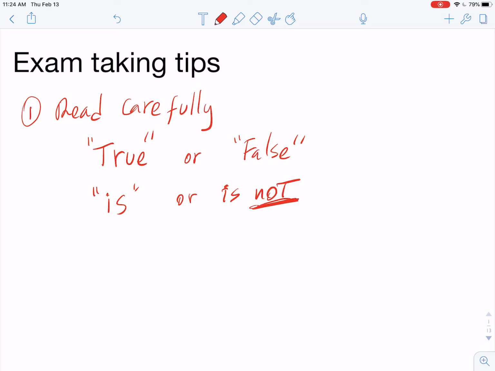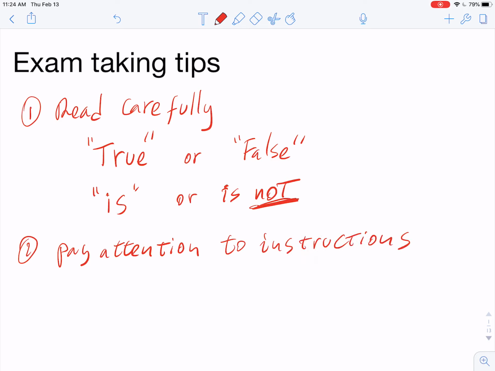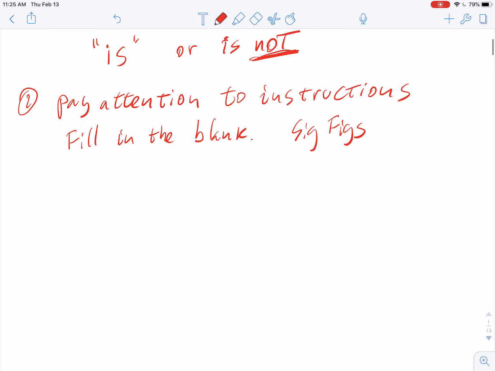Try to find those. The second one also goes in the way of reading carefully, but it's also: pay attention to instructions. And I have said this in class, but this goes with fill in the blank questions. Significant figures: are you restricted by significant figures? Sometimes it's not about significant figures, but it's about decimal points.